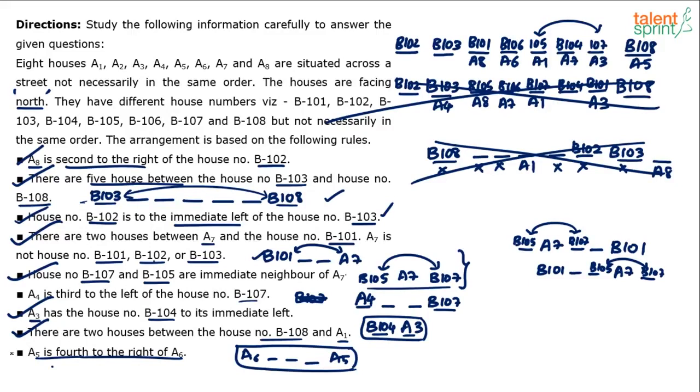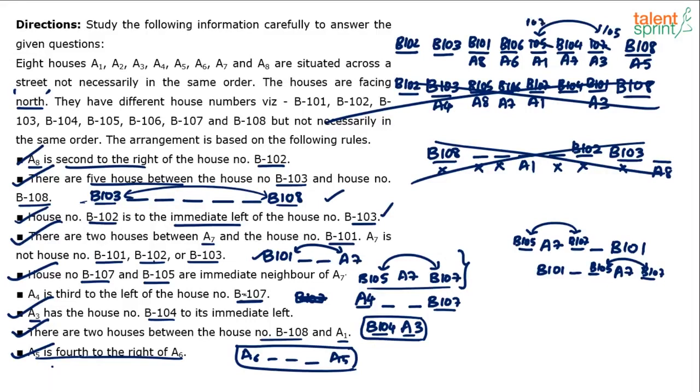Okay. So this point has also been used. Which is the point left out now? A4 is third to the left of house number B107. Now we can fix 107 here in this case. What do we know? A4 is third to the left of 107. If this is 107, A4 should be third to the left. First, second, third. Not possible. So 107 cannot come here. This should be 105. And this should be 107.